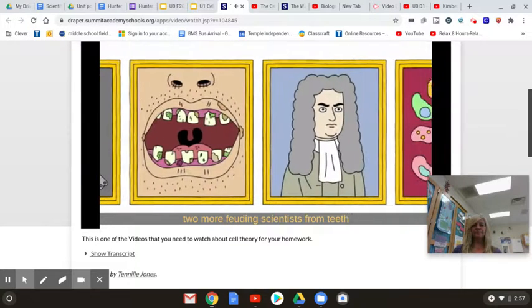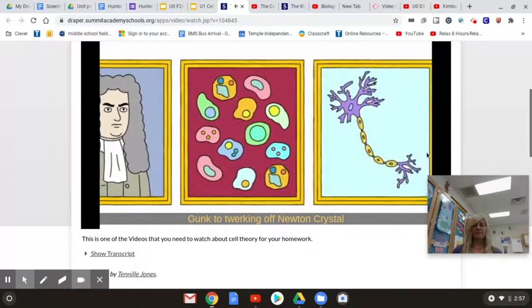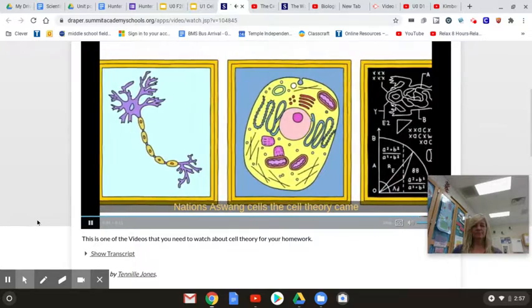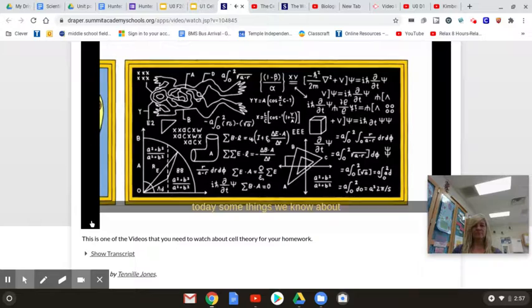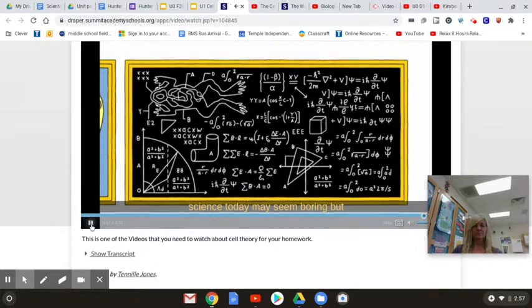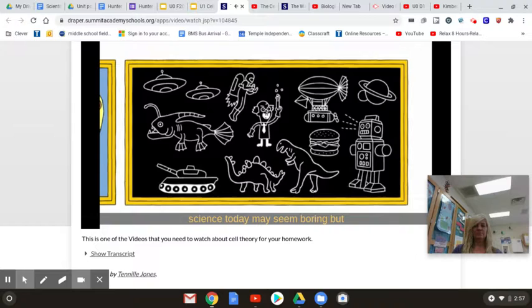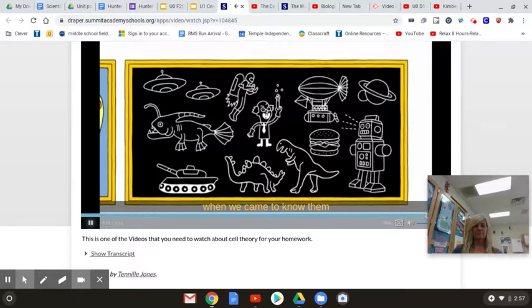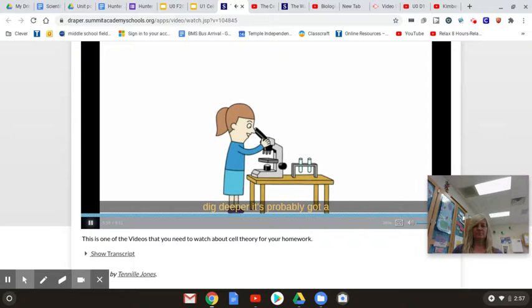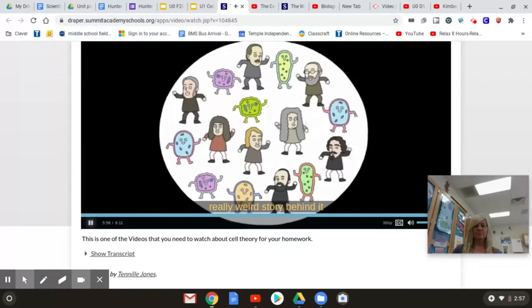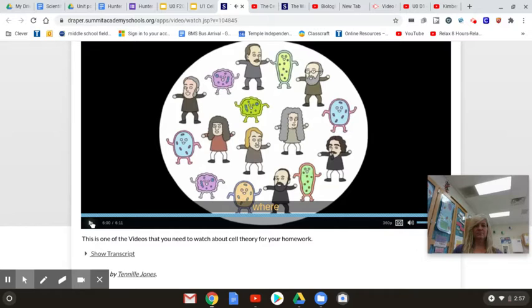Thus, from Teethgunk to torquing off Newton, crystallization to Schwann cells, the cell theory came to be an important part of biology today. Some things we know about science today may seem boring, but how we came to know them is incredibly fascinating. So if something bores you, dig deeper. It's probably got a really weird story behind it somewhere.